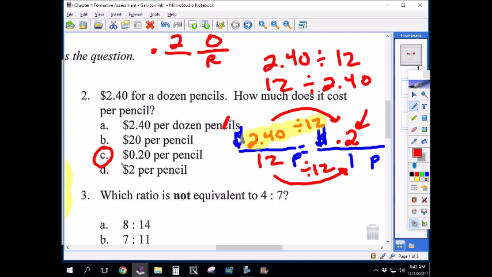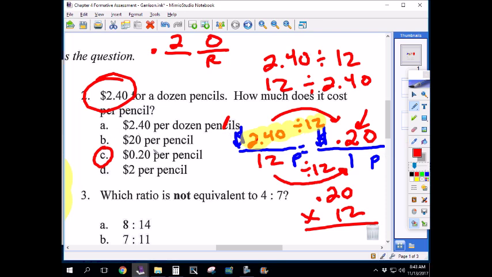Everybody got that? So the answer is 20 cents per pencil. It would be a 0 on there. That would be the answer. If you wanted to check your work, you could say, well, if I know that one pencil is 20 cents, can't I do 20 cents times 12? What should it give me if I multiply it by the 12 pencils? Yep. It better give me what I told you 12 costs up there. So it's a little way to check yourself there.